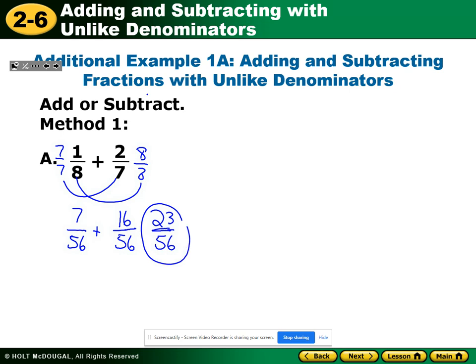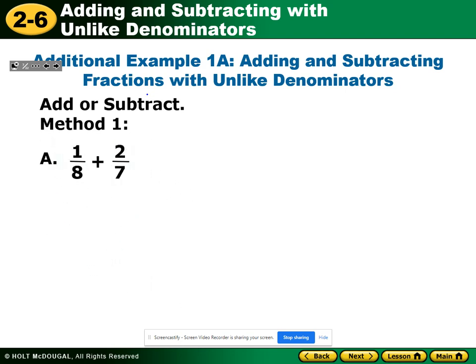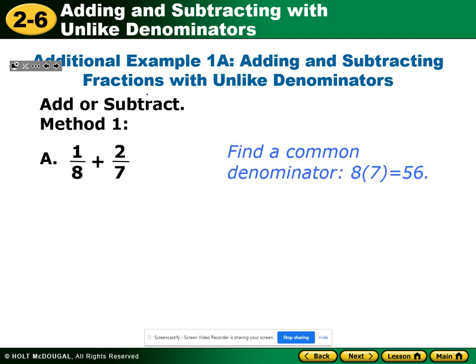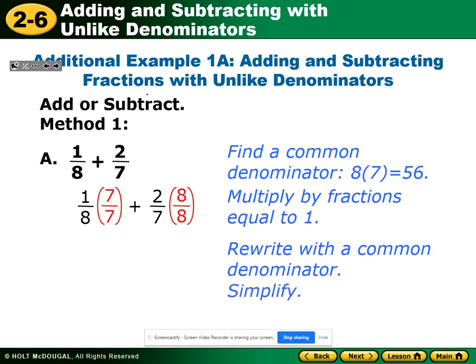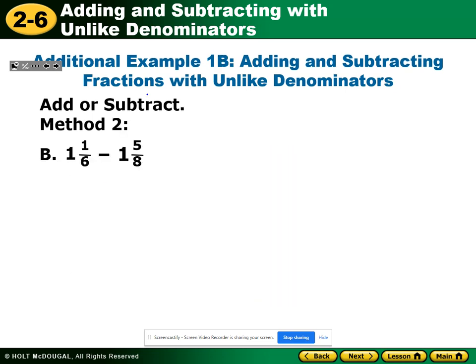Now, this one, we just took the denominators and multiplied them times the other number and got our answer. All right? Sometimes that's not always the easiest thing to do. This time, it is. Okay? So we do that multiplication and we get our answer.